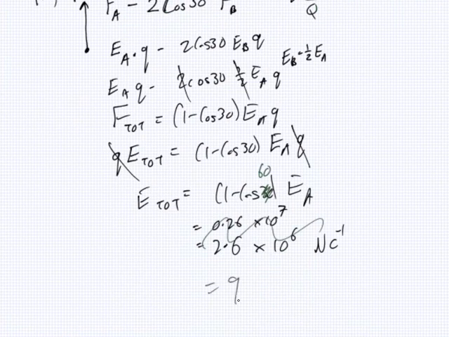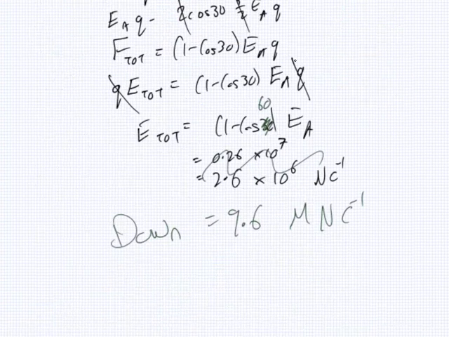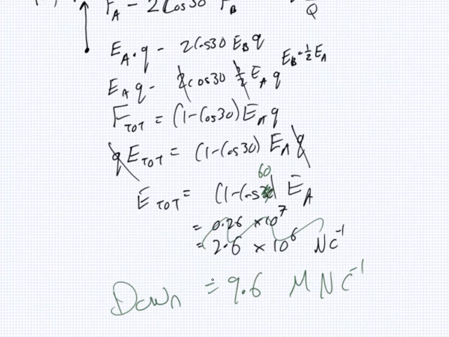9.6 mega newtons per coulomb, and this is actually going down because I made my charge negative, but I should have made it positive, so I have to flip everything around. You spent 30 minutes. Correct.